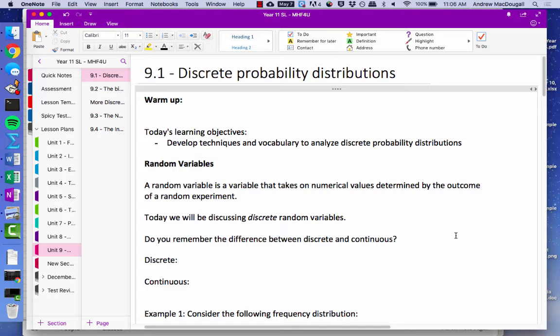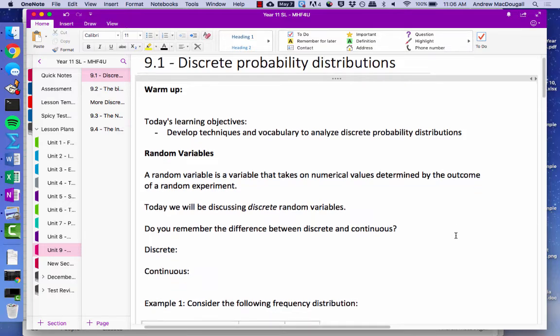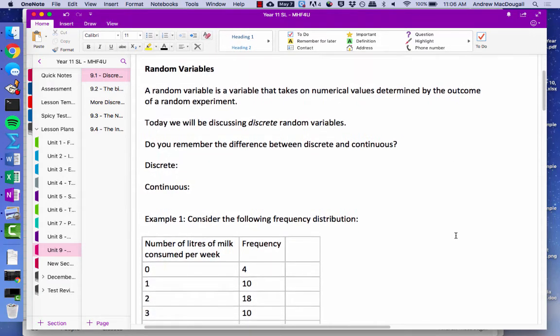So today, this lesson is probability distributions. We're going to talk about what a distribution is in a moment. And we're going to open this with a discussion about random variables. So a random variable is a variable that takes on values determined by the outcome of an experiment. So its value depends on the outcome of an experiment.